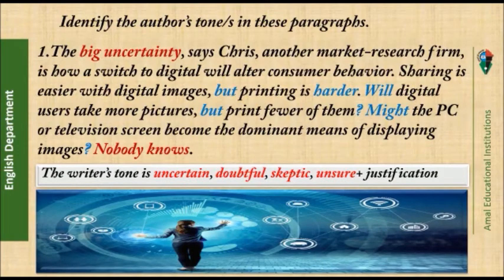Also, the sentence structure, the comparison and contrast, for instance, sharing is easier, but printing is harder. And the two rhetorical questions: will digital users take more pictures? Might the PC or television screen...? And so on. All of these indicate that the writer is unsure or uncertain. Let's move to number 2.